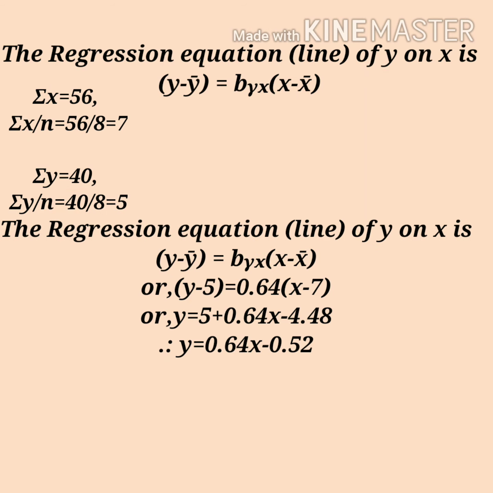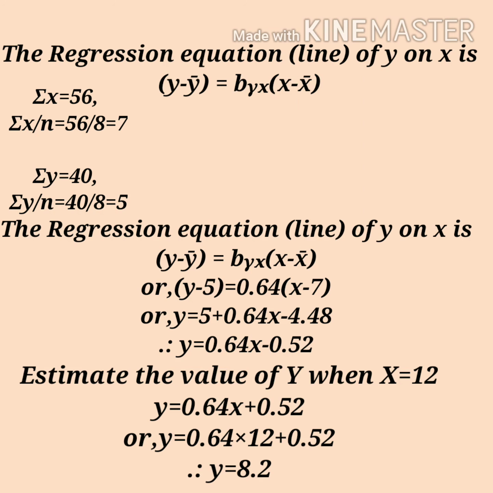Now you will have to make the regression equation or regression line of y on x, that is y minus y bar equal to byx into x minus x bar. So you have got the value of y bar, so y minus 5, byx is equal to 0.64, x minus x bar is 7. And finally, after calculating, you have got the regression equation, that is y equal to 0.64 x minus 0.52. So you have got your second answer, that is the regression equation of y on x.